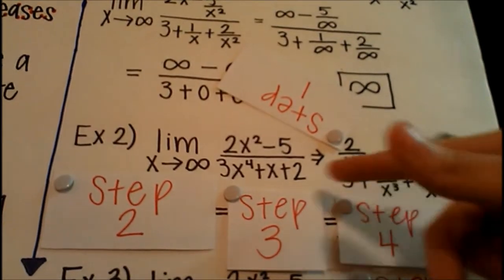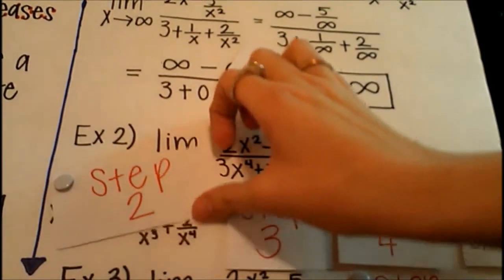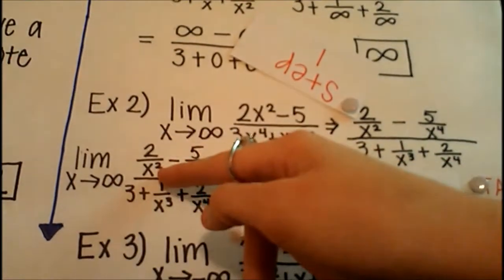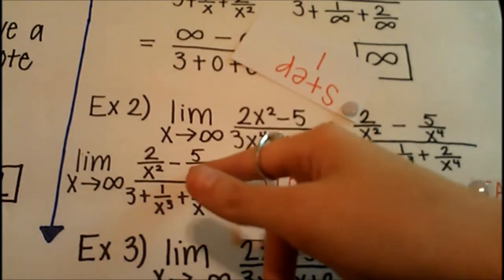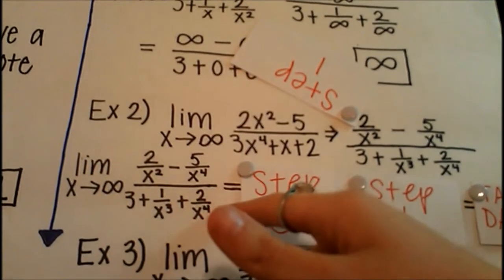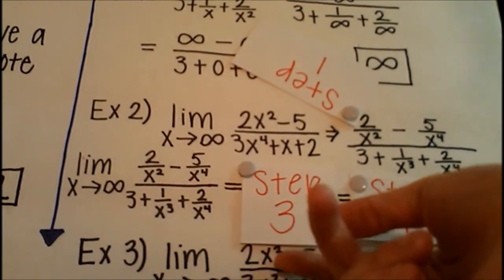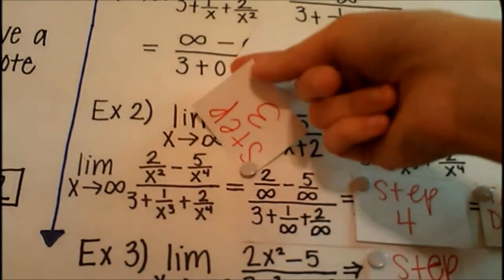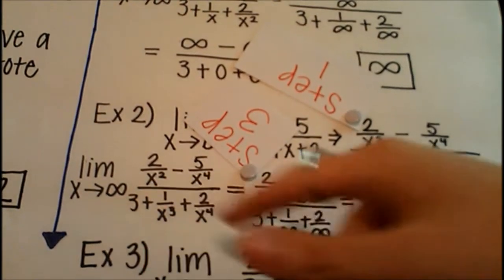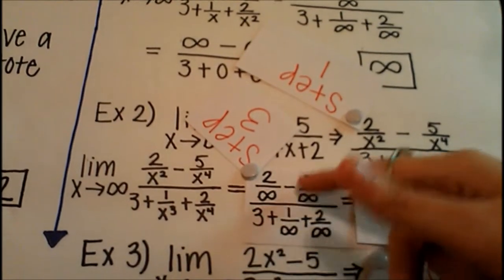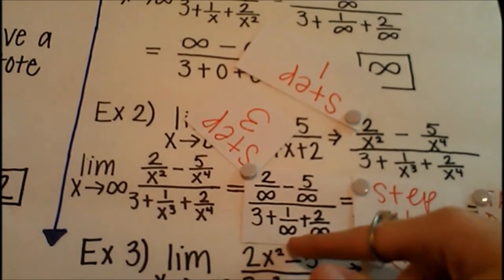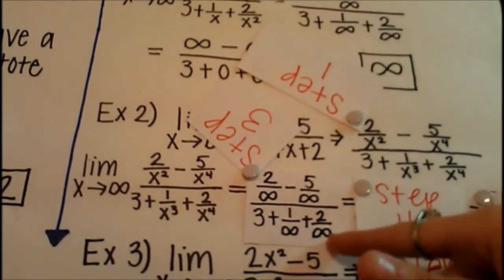Now once you've divided through by that highest power, you're going to reapply the limit to your new function: 2 over x squared minus 5 over x to the 4th over 3 plus 1 over x cubed plus 2 over x to the 4th. Step 3 is reapplying that limit by plugging in infinity into your x's. 2 over infinity minus 5 over infinity all over 3 plus 1 over infinity plus 2 over infinity.